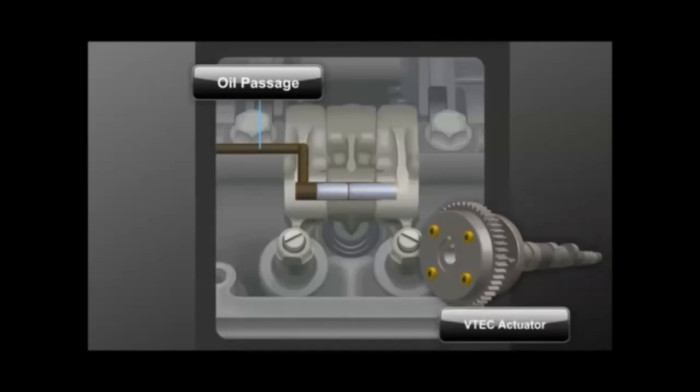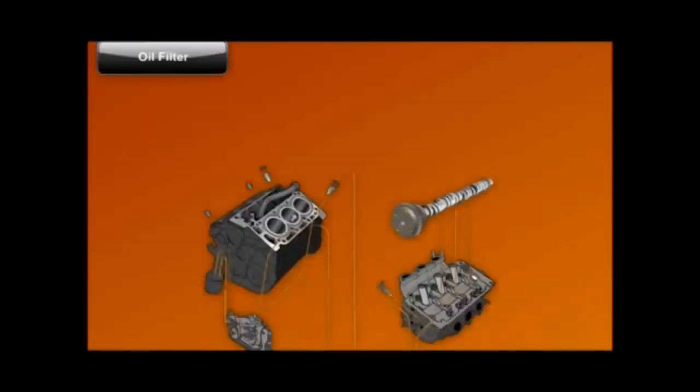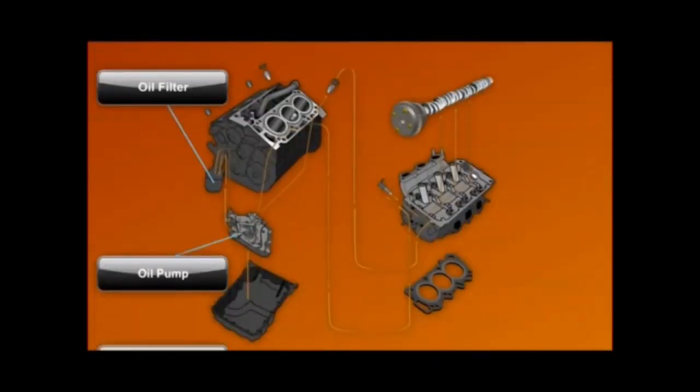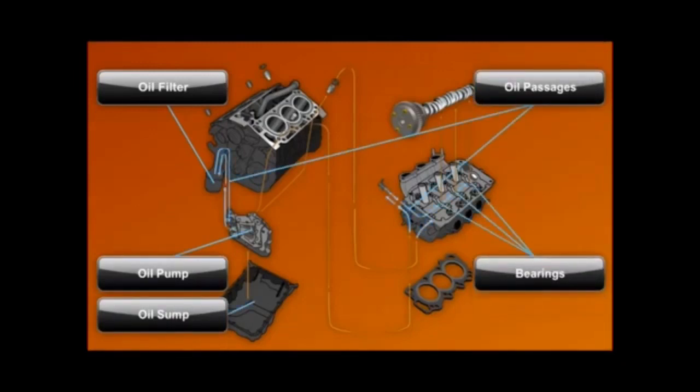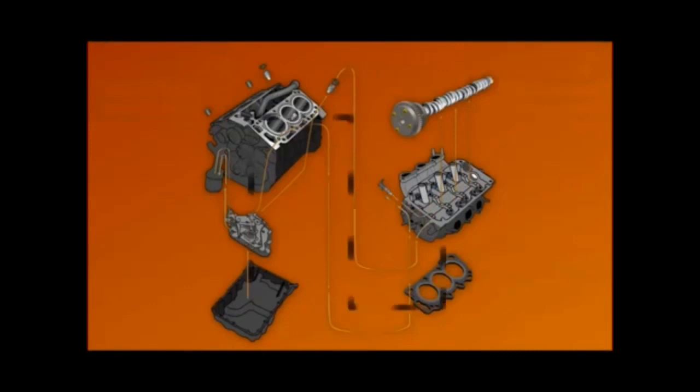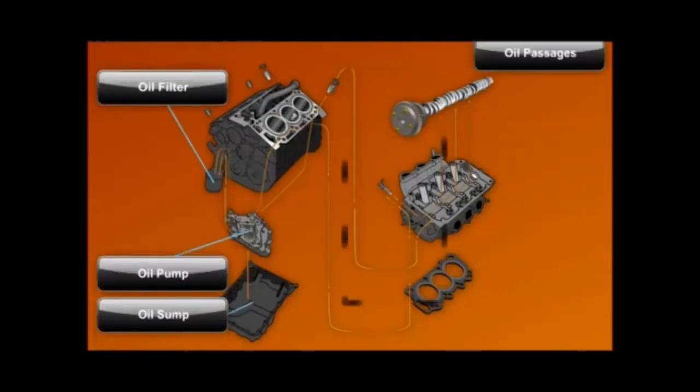and cam chain tensioners. In order to lubricate all the moving parts in the engine, all oil systems use common components. A typical system uses a pump to move pressurized oil through the engine, and gravity returns oil back to the engine sump to circulate through the engine again.